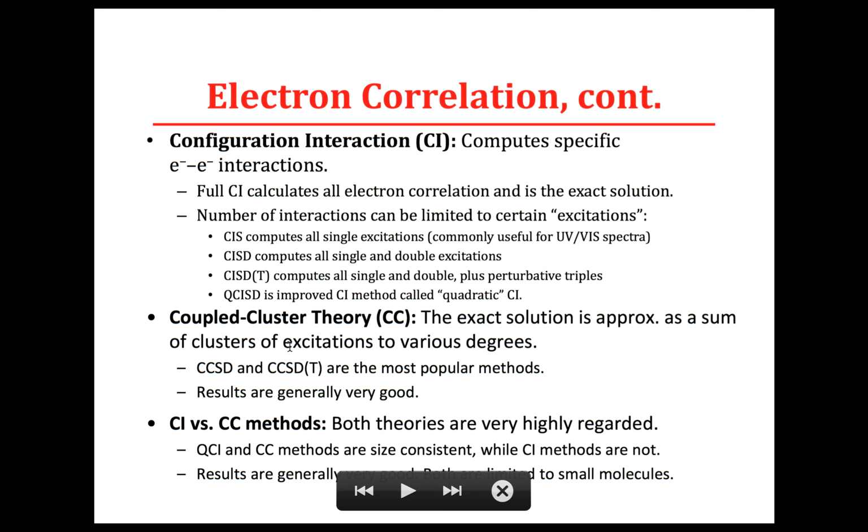CC is another method, coupled cluster, which does a sum of clusters of excitations. It's kind of like the CI method, but has more of an algorithm to choose only certain types of excitations. Results are pretty good. CI/CC methods are pretty highly regarded. These are often called post-Hartree-Fock methods.